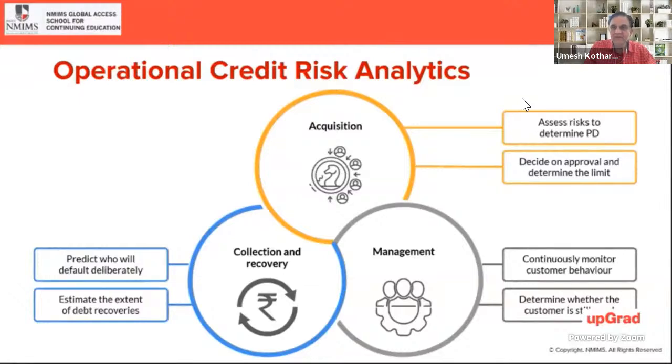So operational credit risk, the different analytics at the different stages, are as follows. Here you have your risk analytics for acquisition, the management that you look at, and the collections and recovery that you're going to look at. So acquisition: is this customer genuinely worth it? Does he or she have a good credit history? Do you believe that this customer is not going to cause any trouble to the organization or the bank?